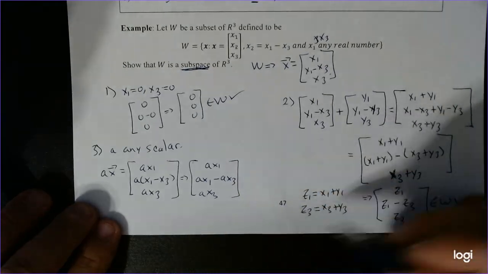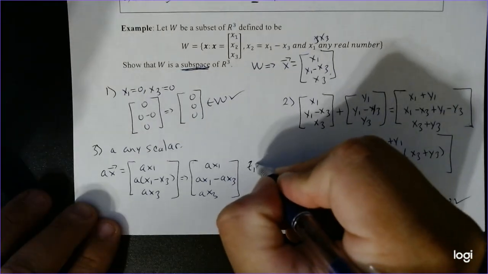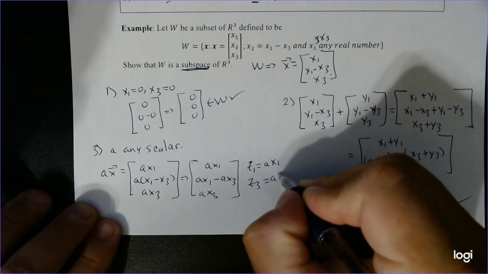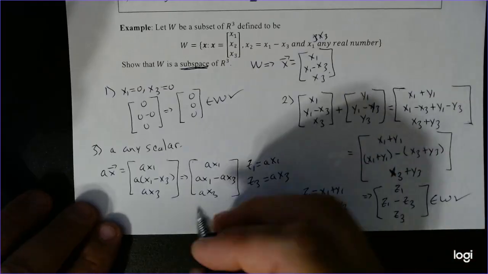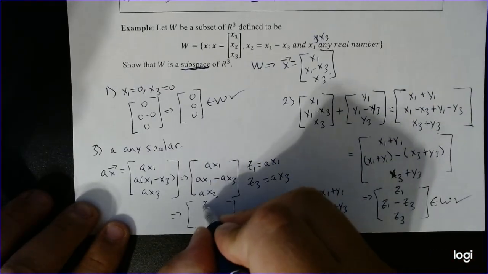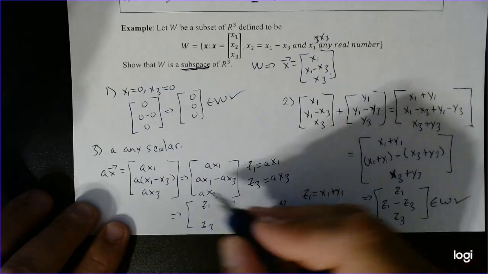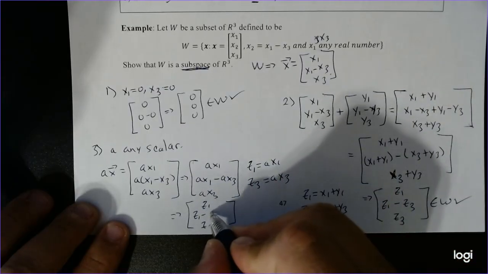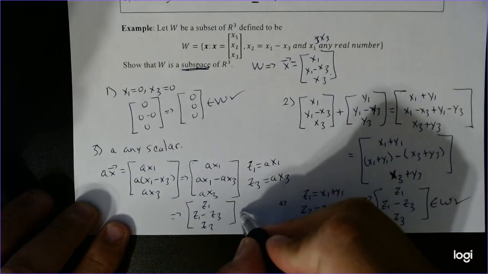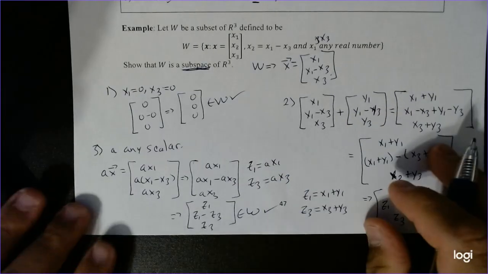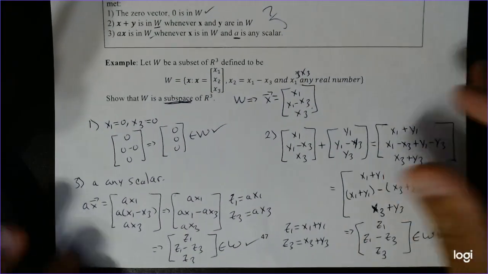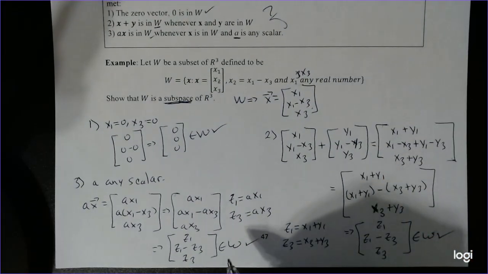And now again, I'm going to just redefine my terms. So I'll let z1 be equal to A times x1, and z3 equal to A times x3. So now this vector becomes z1 and z3 in the bottom. And again, notice z1 minus z3, which is also still defined to be any vector in it. So it is contained in W, which means this is a subspace. And that's how we have to do each one individually.